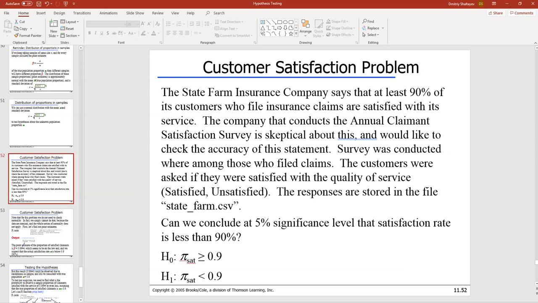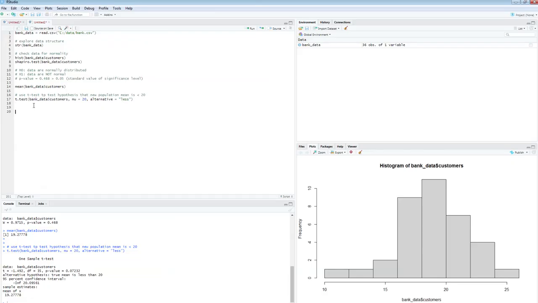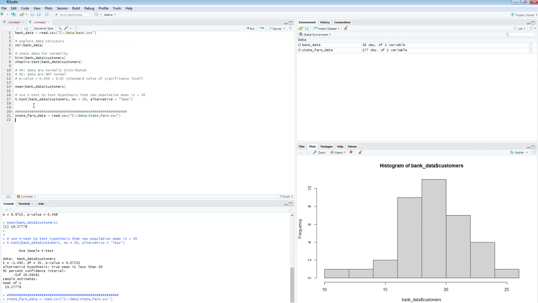So, in fact, let's go ahead and get started with this problem. Let me show you what the data looks like. I'm going to put a bunch of pound signs here, separating one problem from another. State Farm, right? Okay, so first things first, data. State Farm data is read CSV, C drive, data folder, State Farm, I believe, statefarm.csv. Okay, yep, I got it.